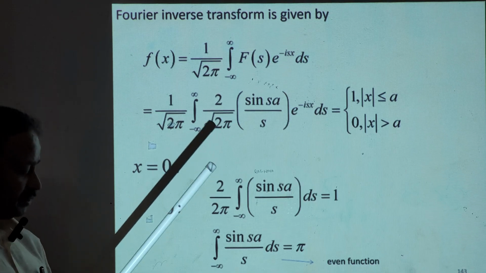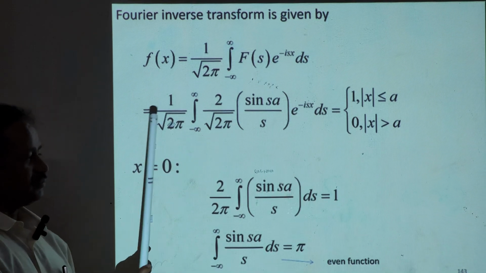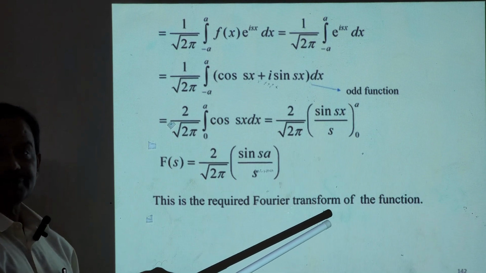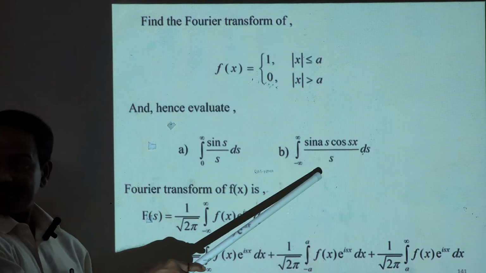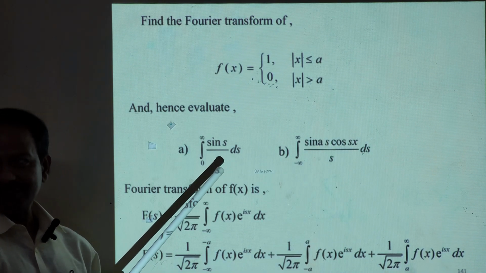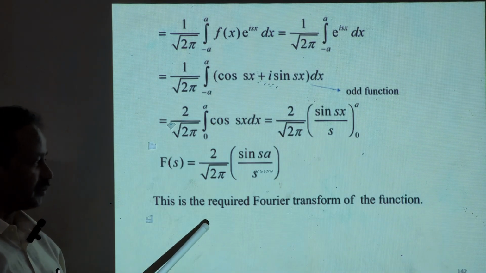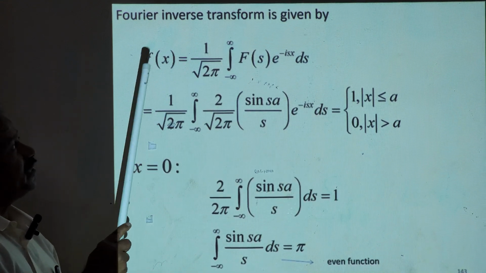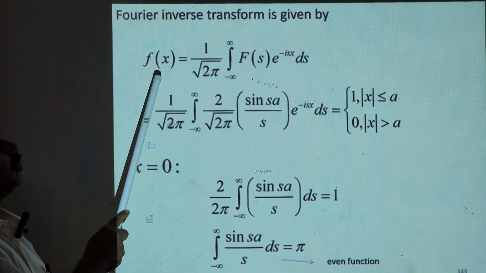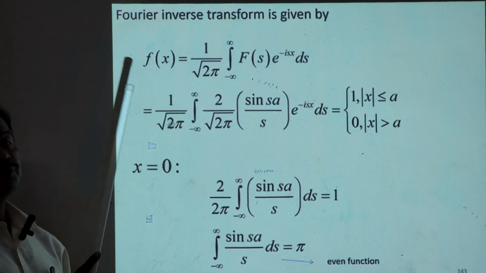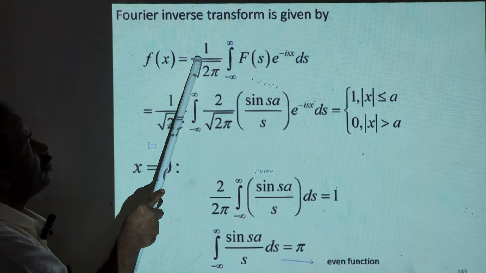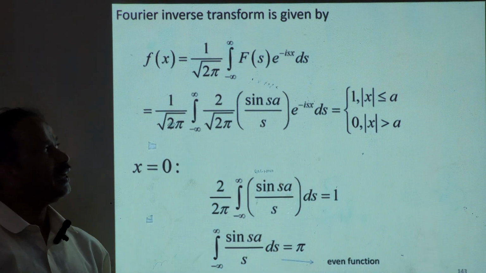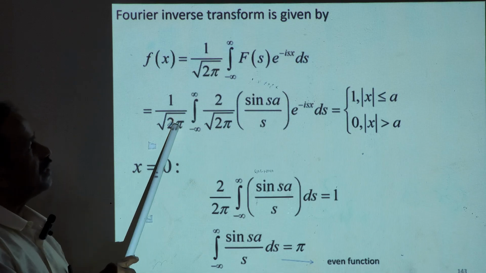Now the Fourier inverse transform. We have calculated only the Fourier transform of the function, and we are going to evaluate the next section. We have found f of s, and to find f of x, we go with the inverse Fourier transform. So f of x equals 1 divided by 2 pi, integral from minus to plus infinity of f of s e power isx ds.